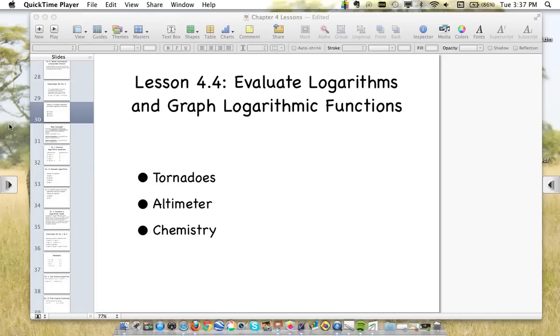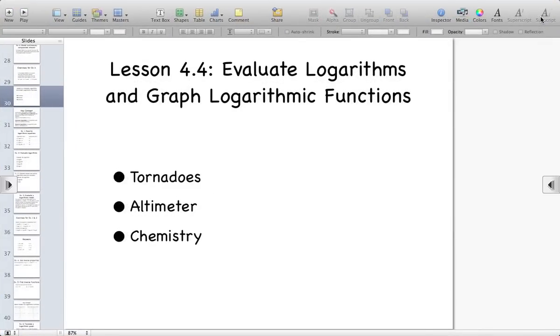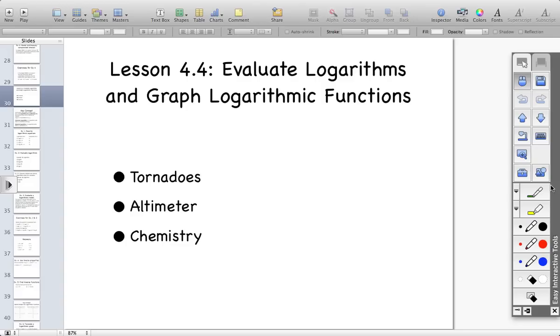All right, I'm going to go ahead and expand out this window so it makes it a little easier for us to see some of the things we want to work with. Some of the examples we're going to see, again, not so much in the lesson video, but in the word problems in the textbook: how are we using this in the real world? We use logarithmic functions to talk about tornadoes, altimeters, and chemistry. We use this quite a bit in chemistry, so maybe you'll see some of this later in your chemistry class.